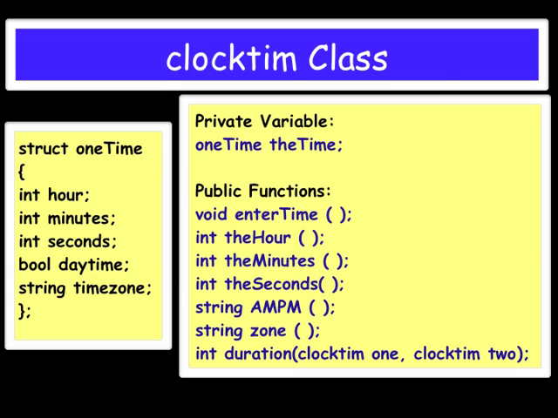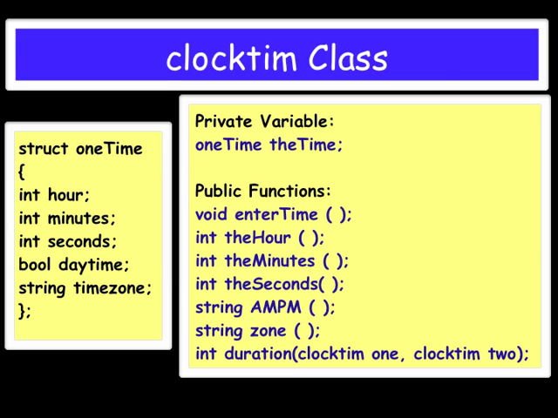Now, I left the E off because I like to stick with the 8.3 naming convention for the name of a class, where we'll have 8 letters.h or 8 letters.cpp when we name our header and implementation file for a given class. Let's take the idea of a time. We'll continue to use our structure, one time, where we have hour, minutes, seconds, whether it's daytime or nighttime, AM or PM, and the time zone.